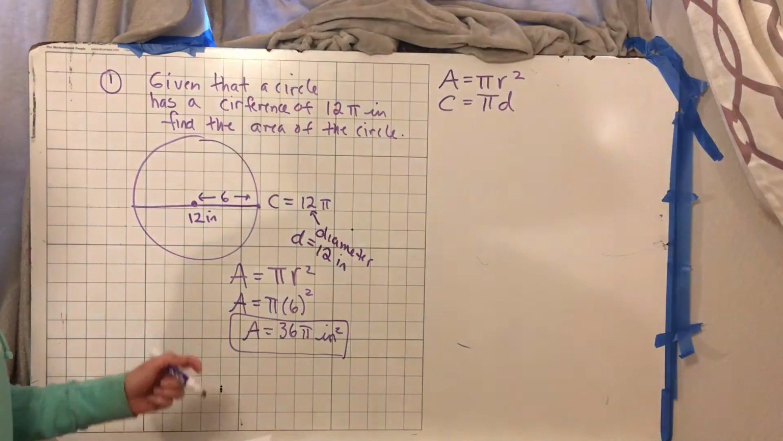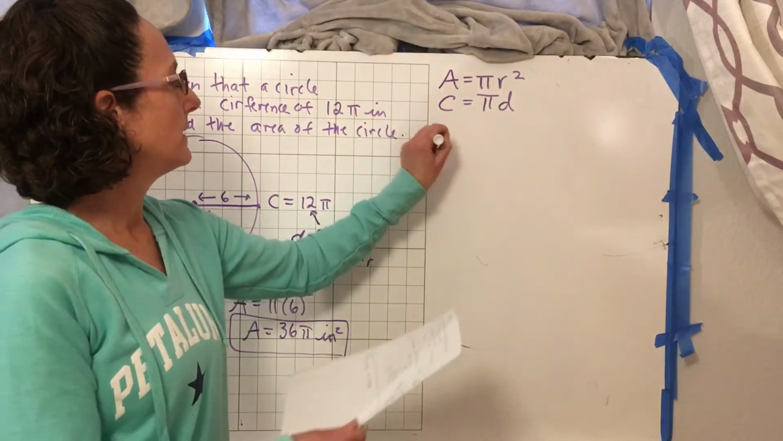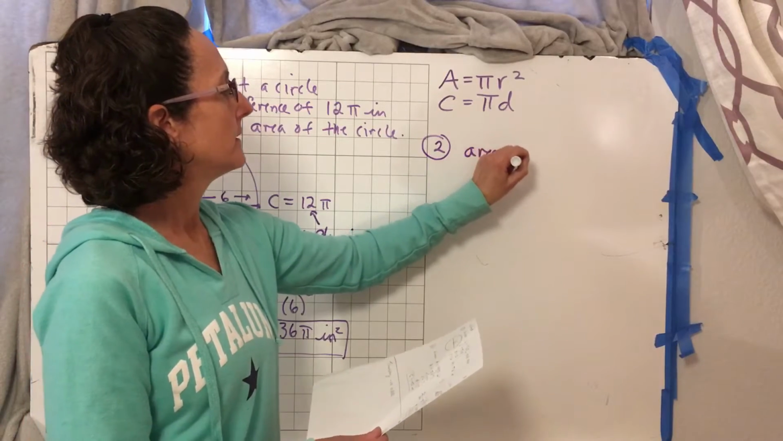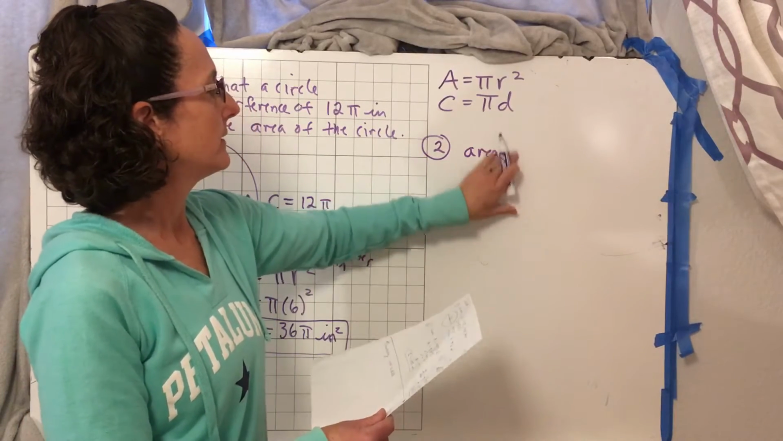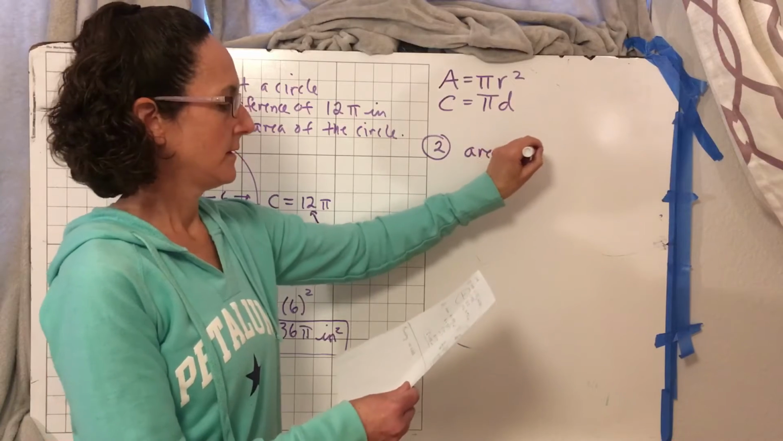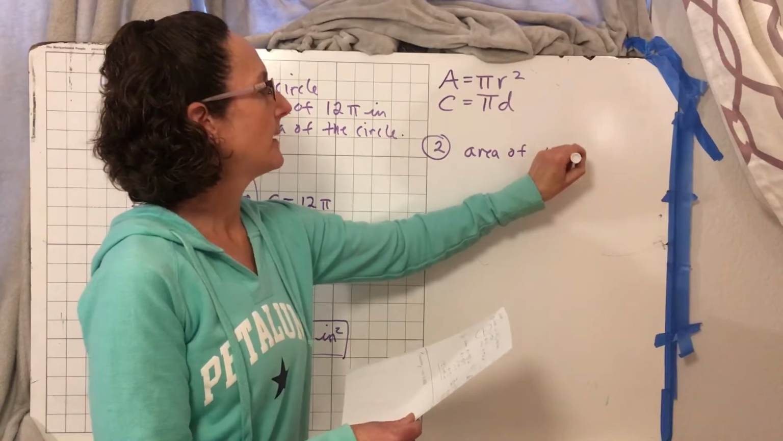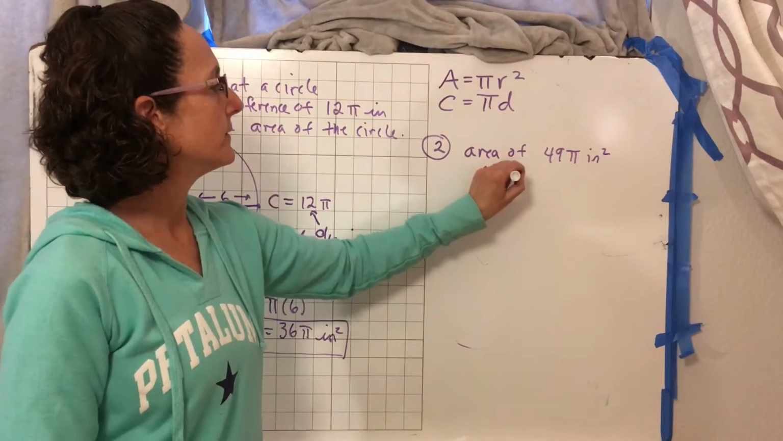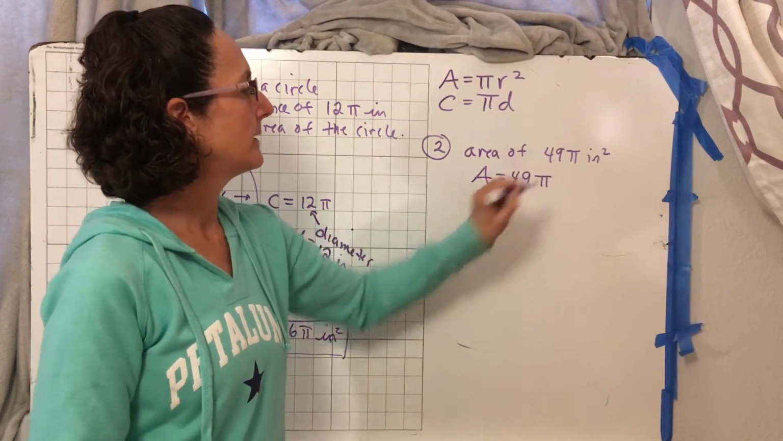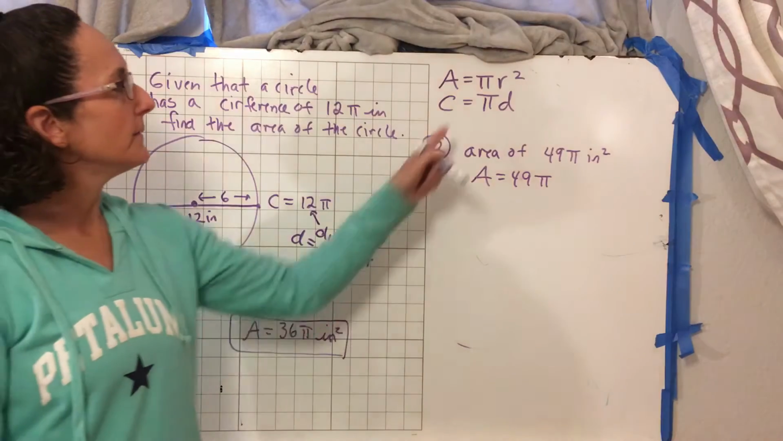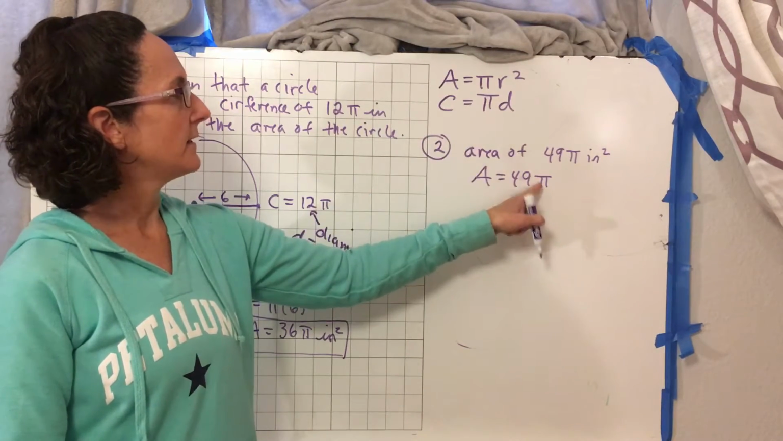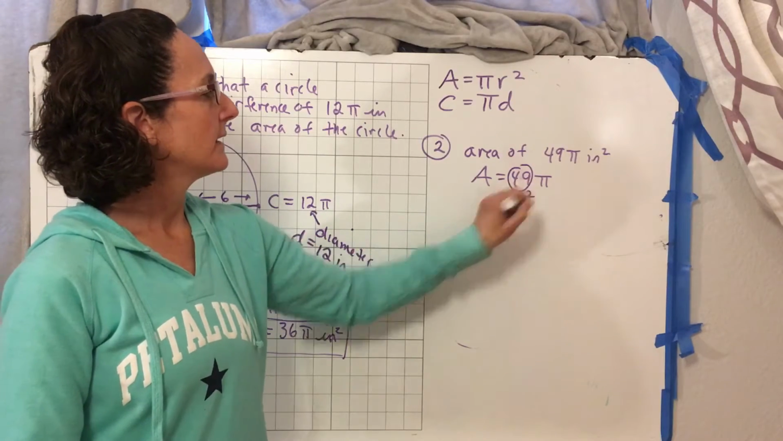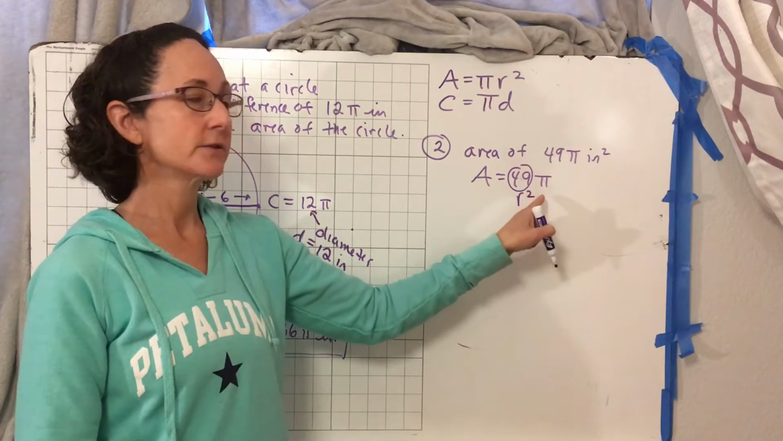All right, so now let's go the other direction. There's a circle with an area of, let me write that a little better, 49 pi inches squared. So area equals 49 pi. The area formula says the pi, which is there, this has to be r squared, because the formula is pi r squared.